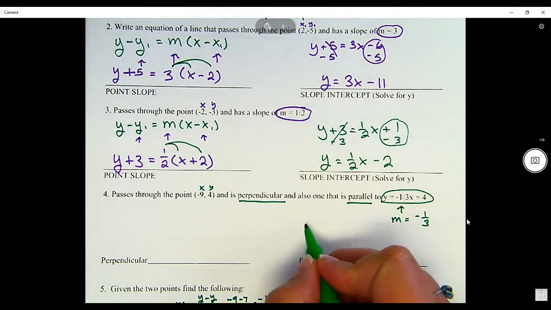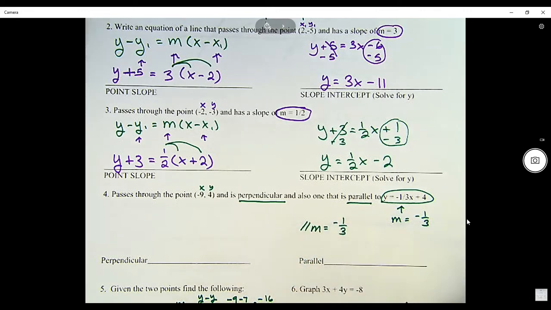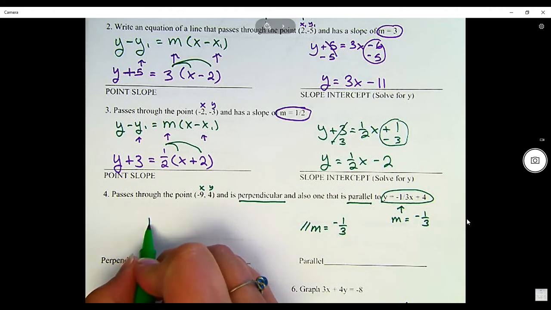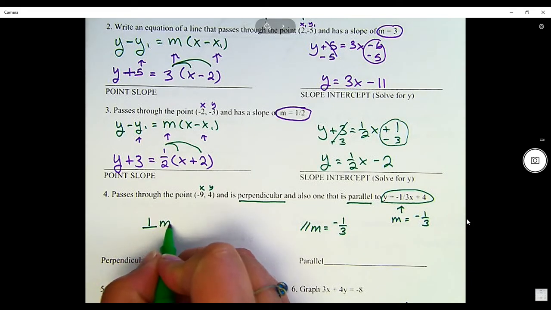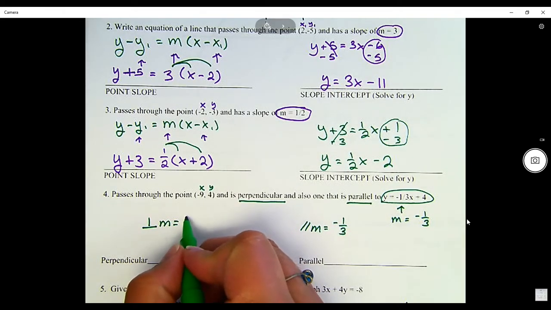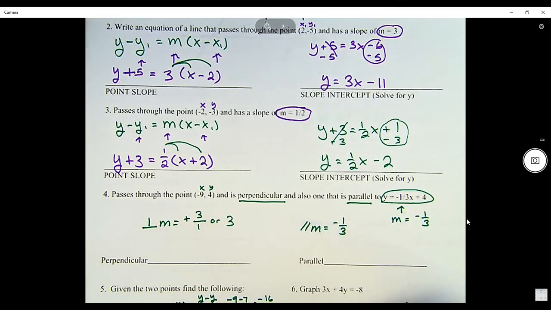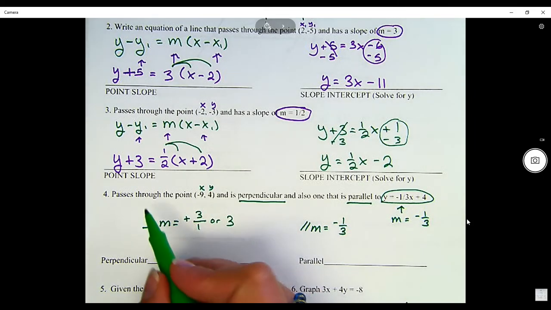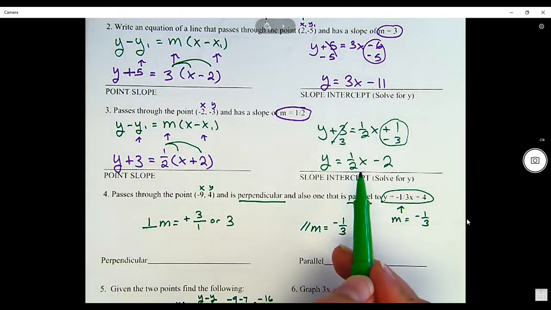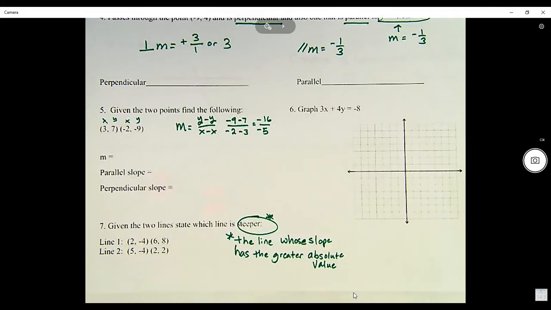A parallel slope would also be -1/3. And a perpendicular slope would have to be an opposite reciprocal of -1/3. So it has to be positive, and it has to be flipped over that fraction bar, or we would just write 3, okay? So you would do the whole point slope to slope intercept process for the perpendicular line and the parallel line with the point given.